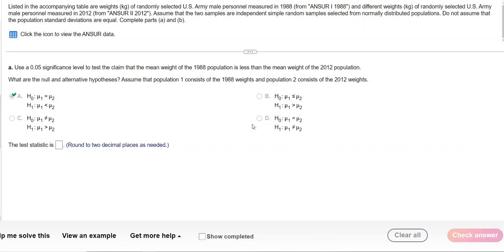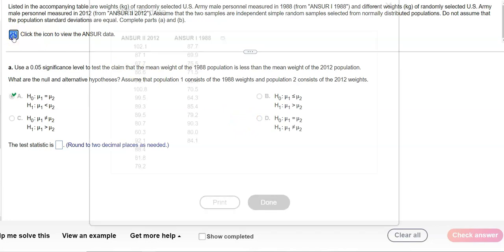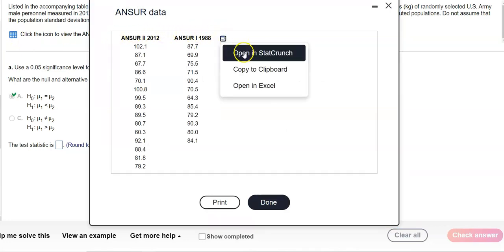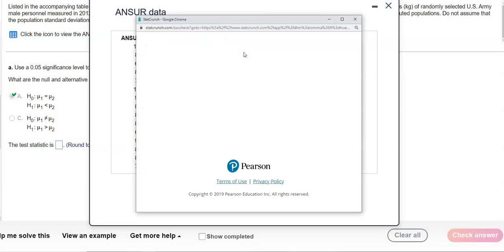Now that we have that, we need to find the test statistic. So we can go ahead and find that using Statcrunch. To do it, let's go ahead and open the data in Statcrunch first. We can open the data here by clicking on this blue icon, and then to open it in Statcrunch, we're going to click on this little blue box and decide to open in Statcrunch.